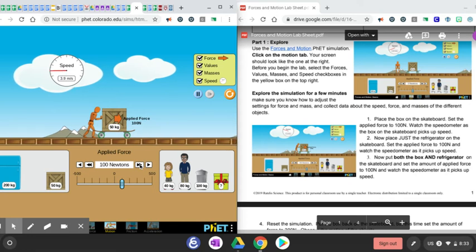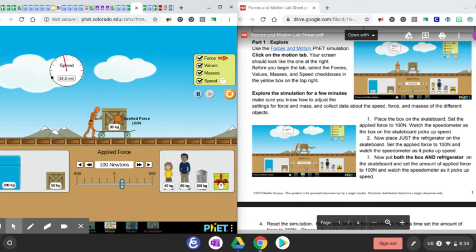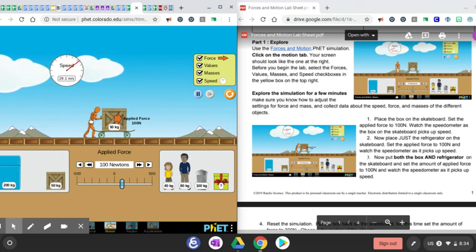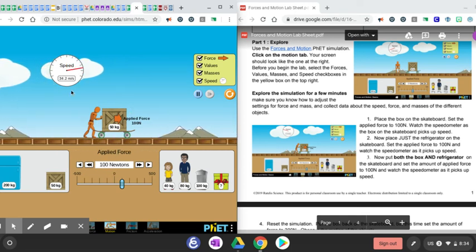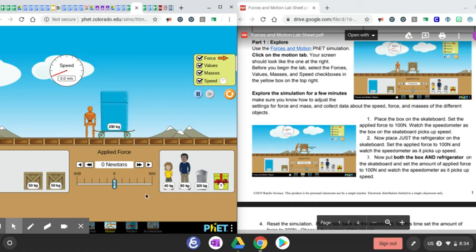All right, and now it says place a refrigerator on there and look at what happens. So this is more mass. And we're going to set that to 100 newtons again. And you can see the speed going up. Is it going up as fast? It's going up a little slower. That's what you should notice.